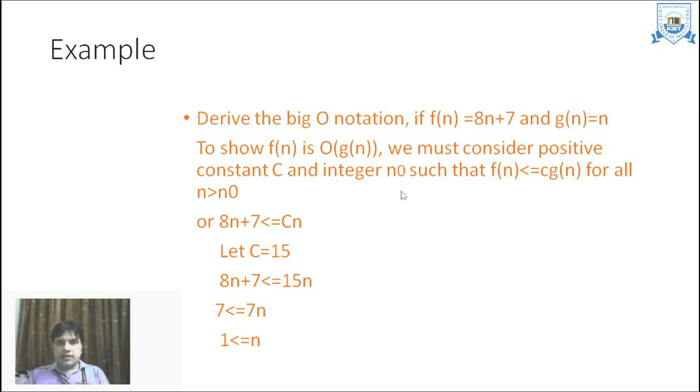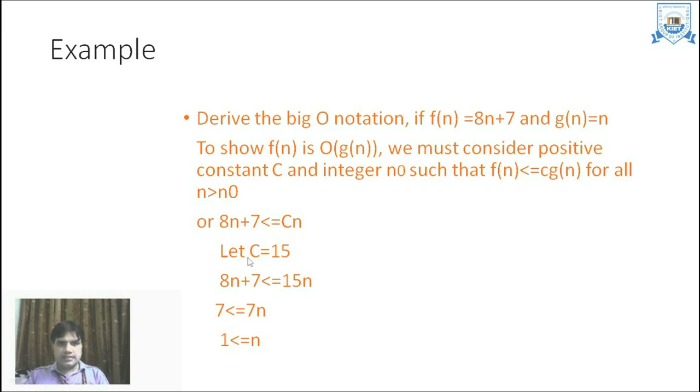To prove this, we need to find out the value of c, and for what value of n, f(n) is always less than g(n). For this purpose, I am assuming that 8n plus 7 is less than or equal to c times n, where I don't know the value of c or that value of n, after which c times n is always going to be greater.